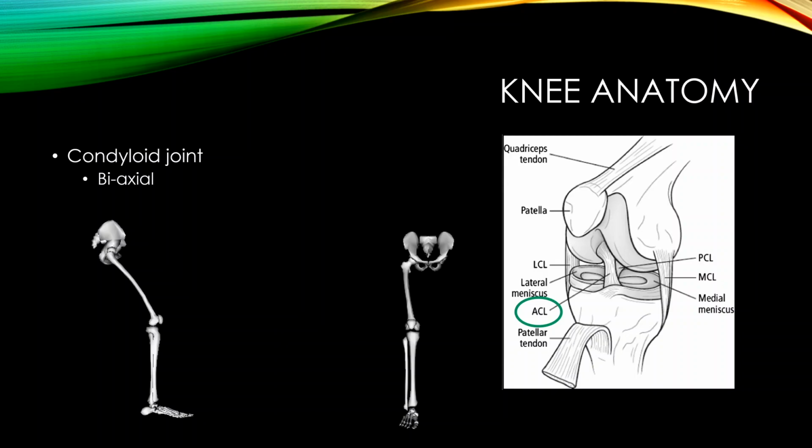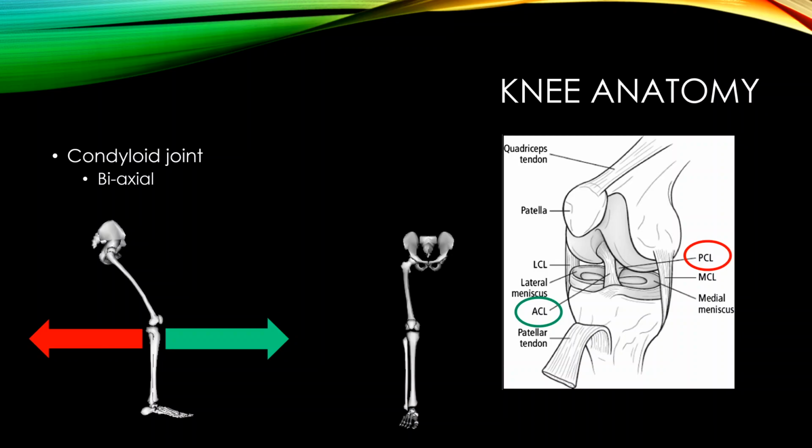Basically, what the ACL does is it stops anterior tibial translation. In simple terms, what that means is that it stops the tibia, which is basically your shin bone, from moving forwards relative to your femur. And your femur is basically your thigh bone. Now, in addition to the ACL, we also have the PCL. PCL stands for posterior cruciate ligament. It basically does the opposite to the ACL. So it basically stops posterior tibial translation, which is basically the tibia moving backwards relative to the femur.